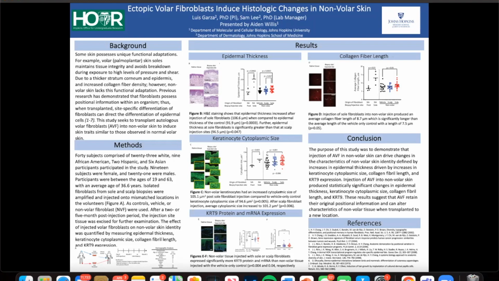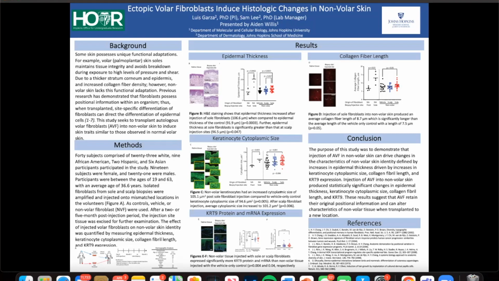And again, this is in line with what we expected. We see increased keratin 9 expression, suggesting that the volar fibroblasts are altering skin traits. And since fibroblasts do produce collagen, we would expect these more active fibroblasts to produce longer collagen fibers. And again, this is what we see. We see increased collagen fiber length when these volar sole fibroblasts are injected into non-volar skin. And it's these kinds of changes, these increased cytoplasmic size, increased fiber length, increased expression of the keratin 9 that we believe is actually driving the increased epidermal thickness that we initially observed.